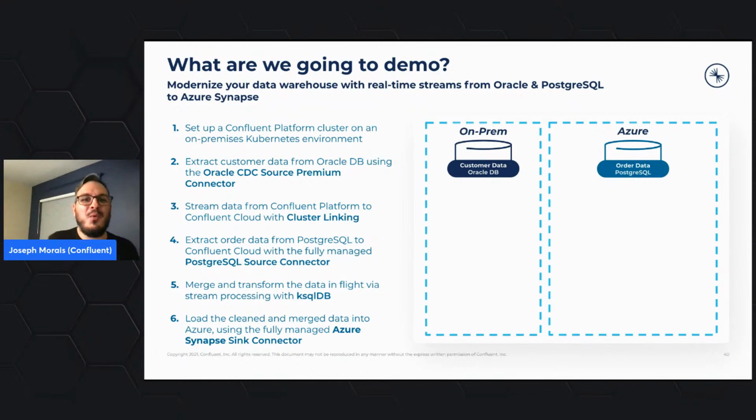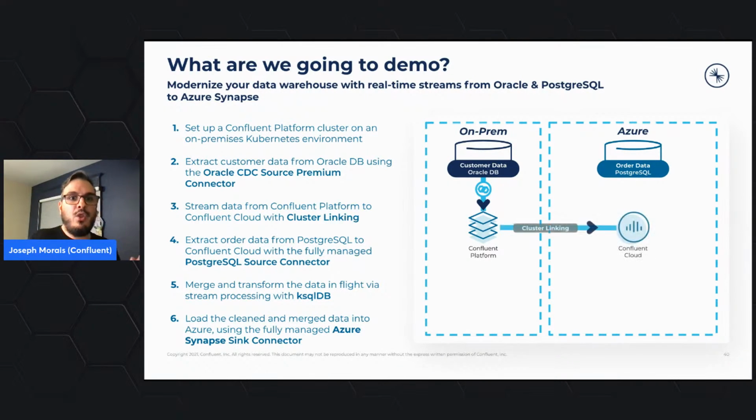Number one, we'll set up a self-managed Confluent Platform cluster on an on-prem Kubernetes environment. Two, we'll extract customer data from Oracle to Confluent Platform using the Oracle CDC Source Premium connector. In this demo, we're choosing to start with an on-prem environment running in Kubernetes to match the environment of our Oracle database, which we already said was on-premises.